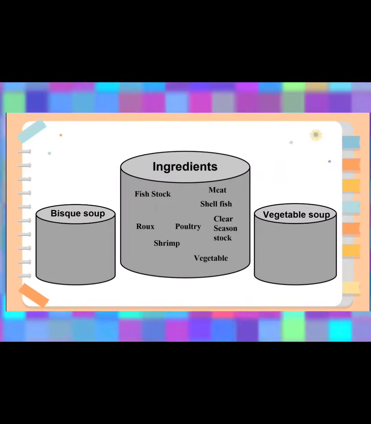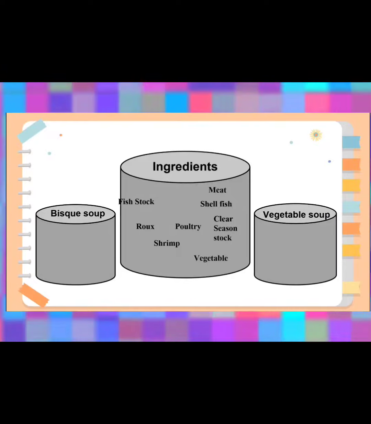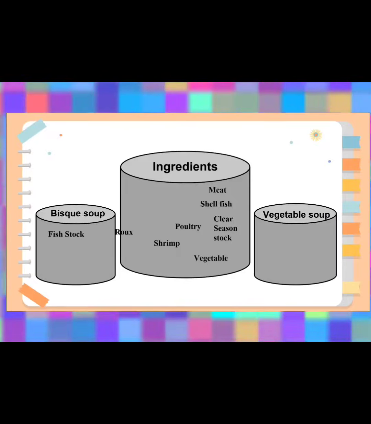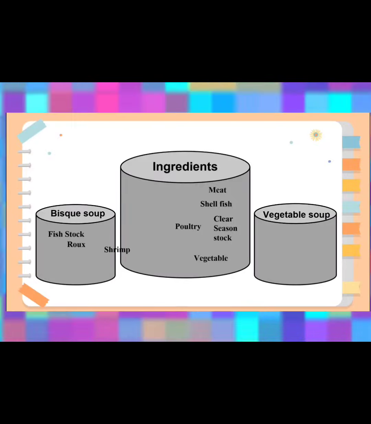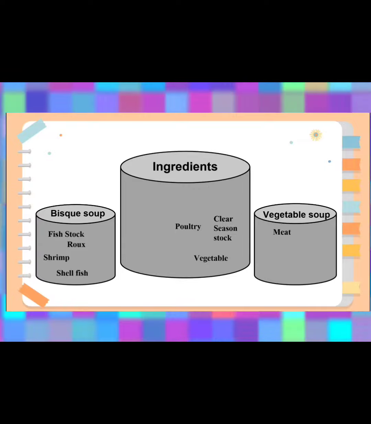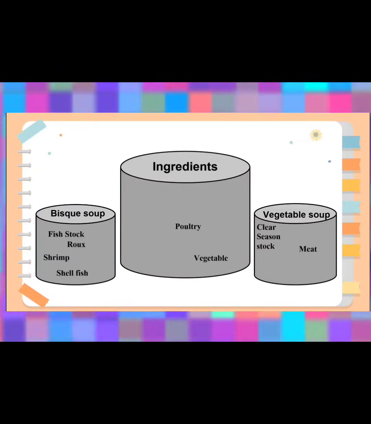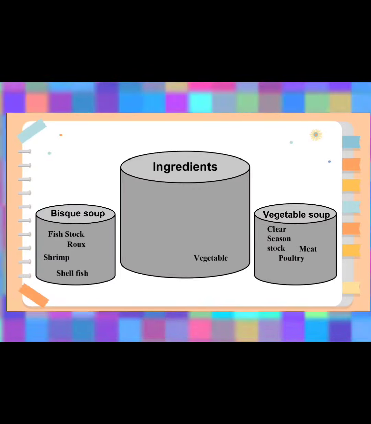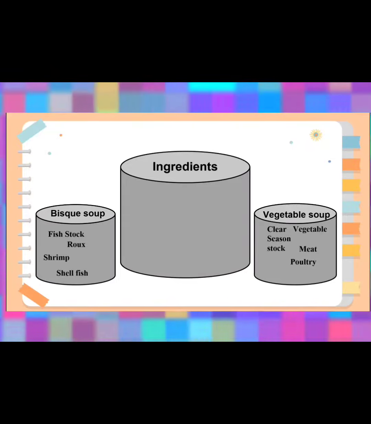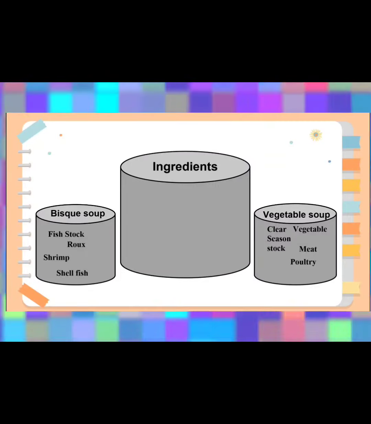The major ingredients for bisque soup are fish stock, roux, shrimp, and shellfish. For our vegetable soup, we have meat or poultry, clear stock, and vegetable. Did you get all the correct answers? Excellent!